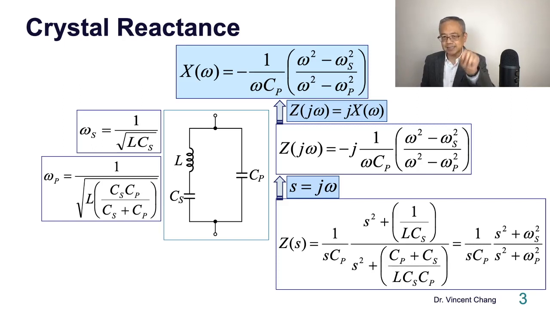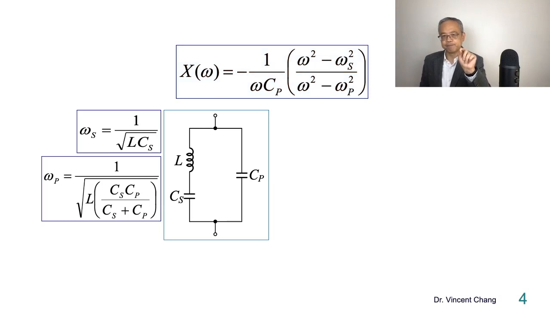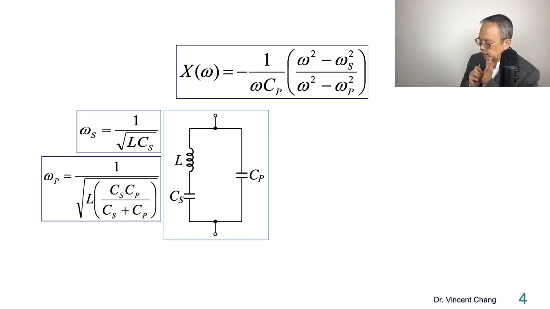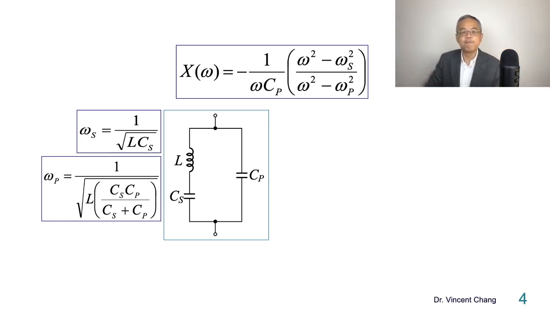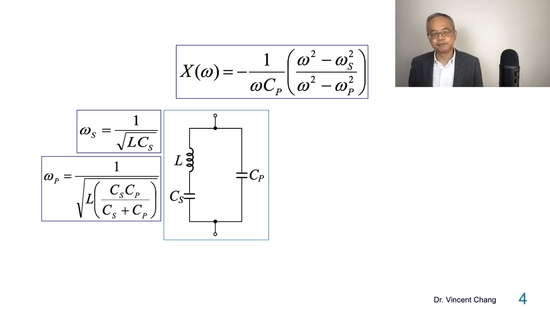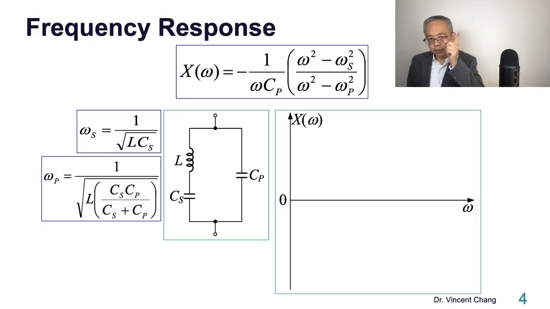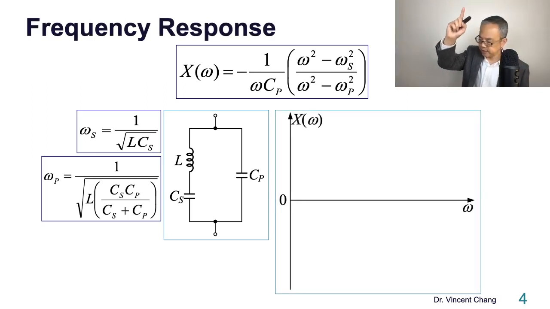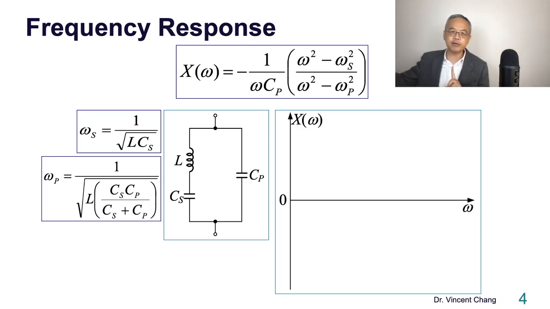So our next task is to try to find out its frequency dependence. In other words, when you increase the frequency from the low frequency to a very high frequency, how is the crystal reactance going to behave? We're going to investigate this, because without doing this, we cannot solve a crystal oscillator. So, frequency response. The vertical axis represents the crystal reactance, the horizontal axis represents the frequency. Let's scan from zero frequency, the DC, to a very high frequency and see how the crystal reactance behaves.